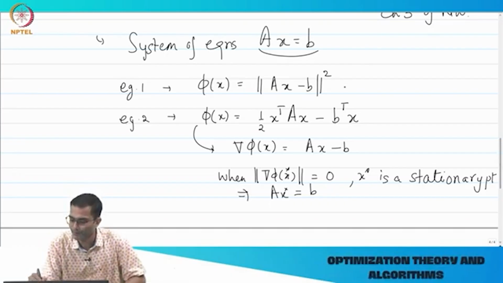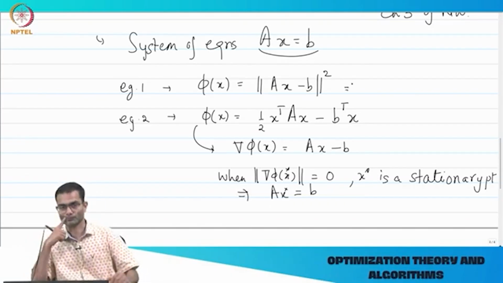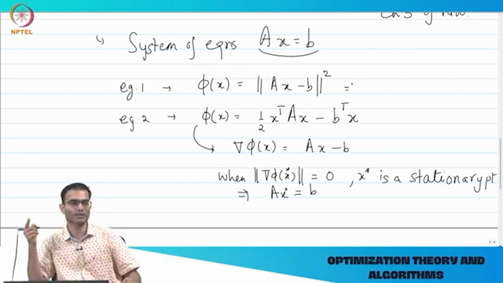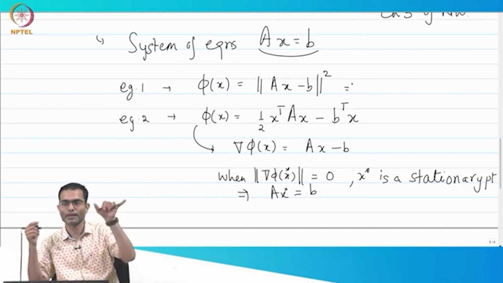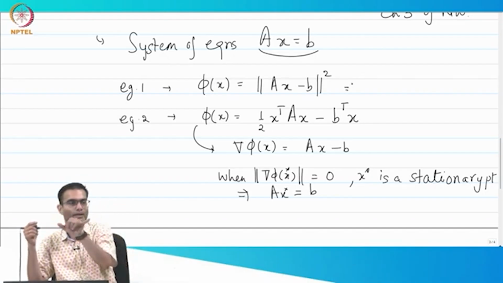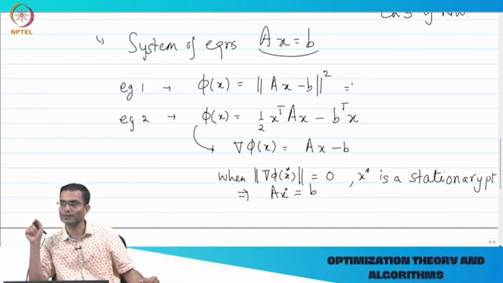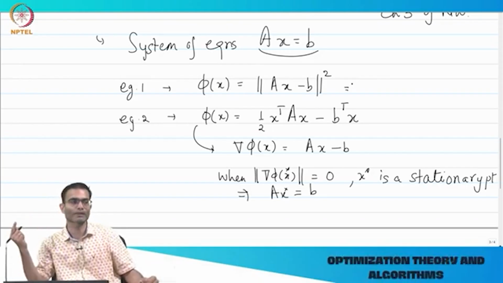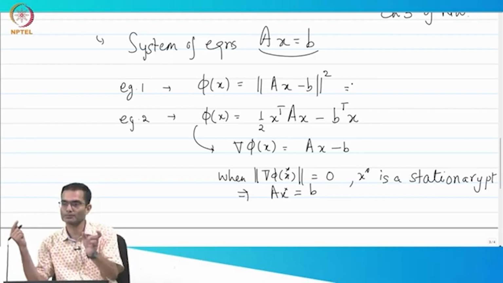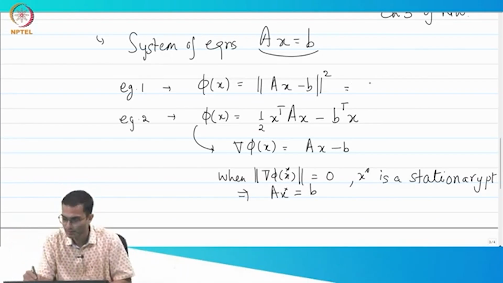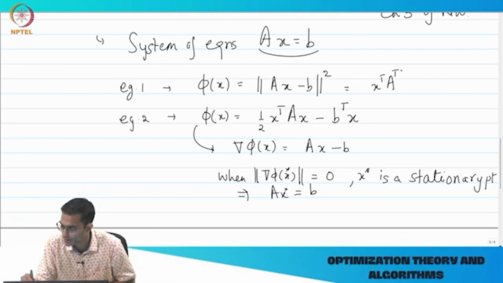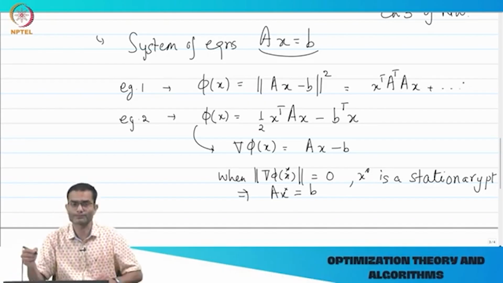In example 1, if I open this up, what am I going to get? Norm something squared, for example, would be Ax minus B transpose multiplied by Ax minus B. What is going to be the term that involves the quadratic term? What will be the expression? X transpose, A transpose, Ax. It's going to be X transpose, A transpose, Ax, and 3 more terms.